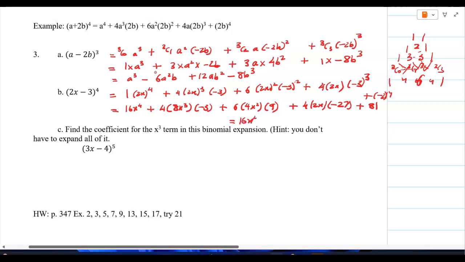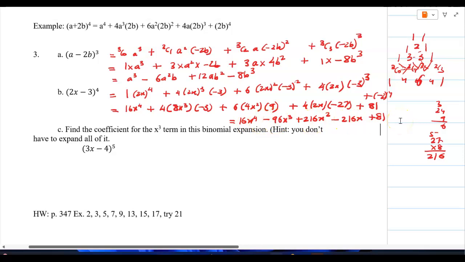So 16x raised to 4, minus. Now always when there's a negative sign, the signs will alternate. So 4 3s are 12, 12 8s are 96, 96x cubed, plus 6 4s are 24, 24 into 9 is 216, 216x squared, minus 27 into 8, which is 216, 216x, plus 81. So if you have a minus sign, you can see the signs alternate: plus, minus, plus, minus, plus.